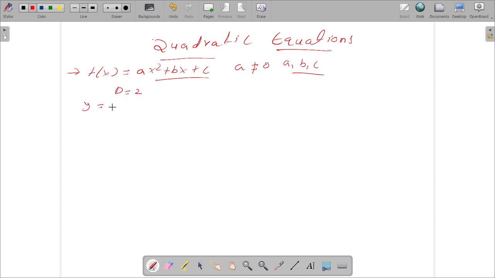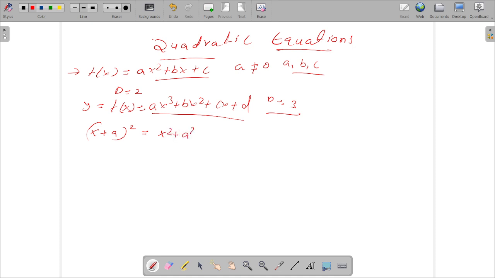For example, y equals f of x equals ax cube plus bx square plus cx plus d is a cubic equation. The degree of the equation is d equals 3, and here you can observe that x plus a whole square can be written as x square plus a square plus 2ax. One more thing you can observe is the number of terms in a given expression. For example, x plus a to the power n has n plus 1 terms.